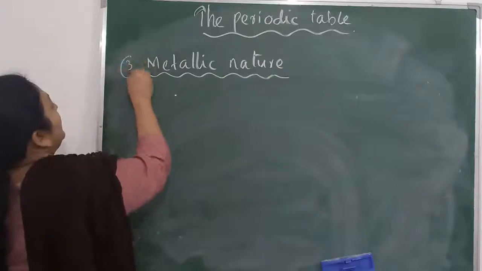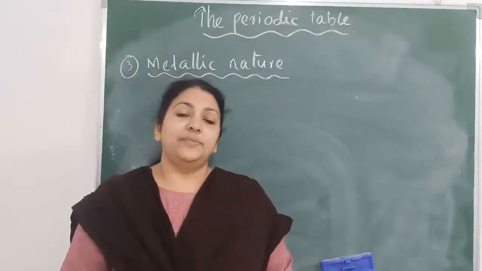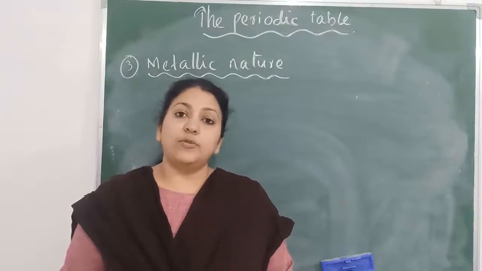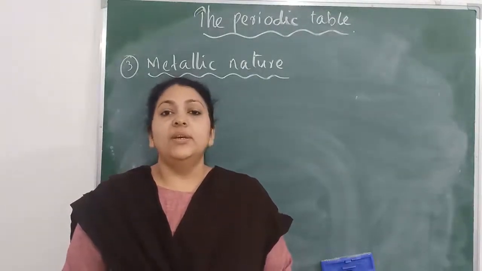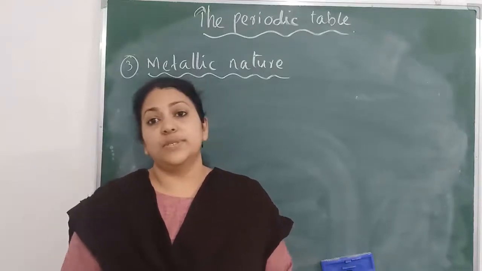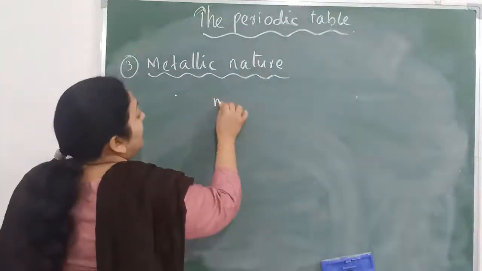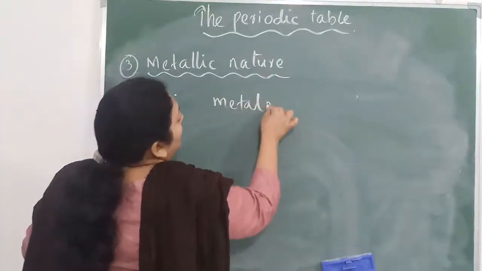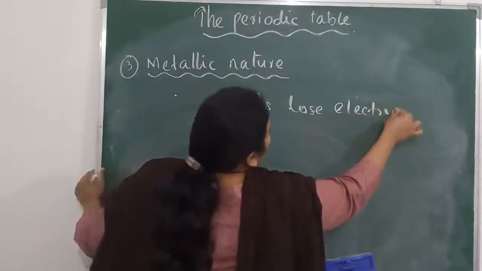Property number 3, metallic nature. So what is metallic nature? The nature, the character of metals, isn't it? What character is shown by metals? We know that metals are ready to lose electrons, isn't it? So you can write: metals lose electrons.